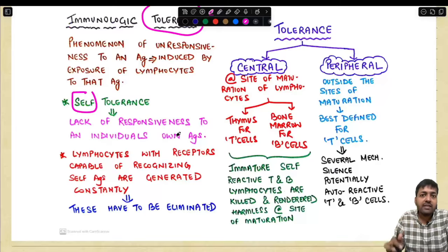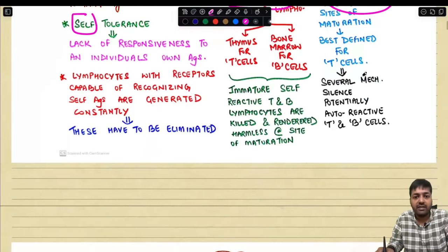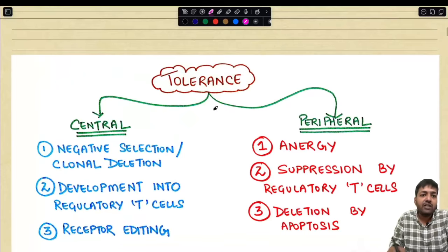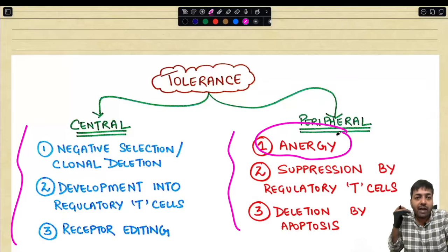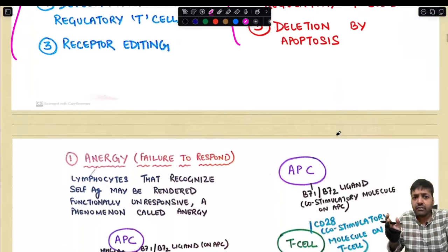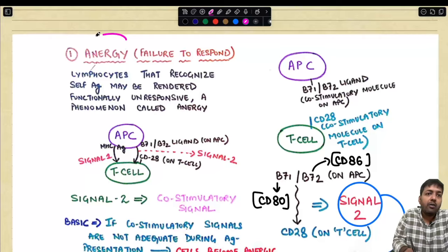This tolerance has two types: one is central tolerance, and one is peripheral tolerance. The mechanisms of central and peripheral tolerance we have already read in detail. What we are more interested in as of now is to understand the concept of anergy. We will revise this concept because immune checkpoint is associated with it. So let us understand anergy.